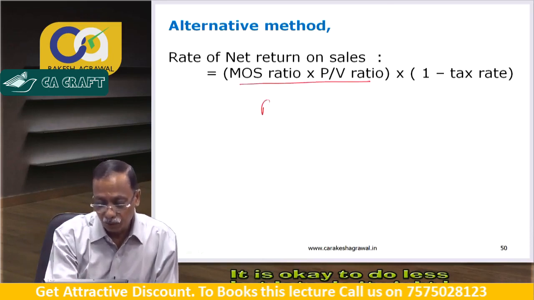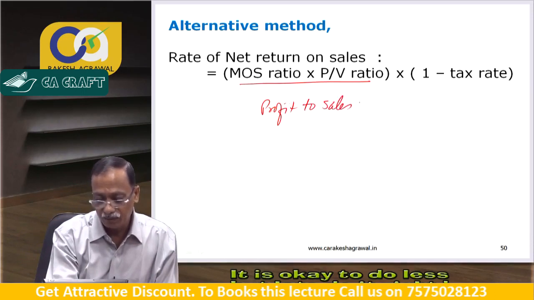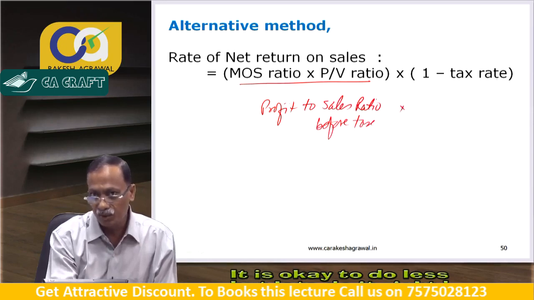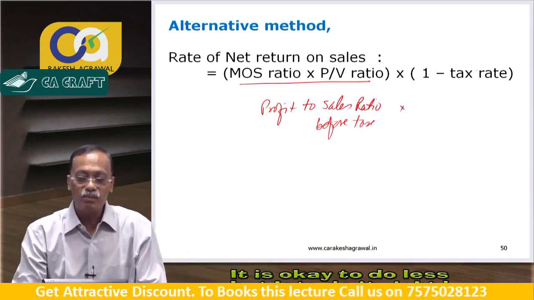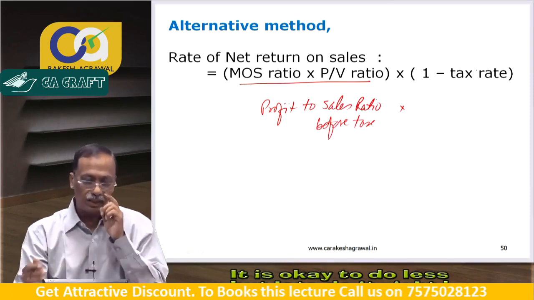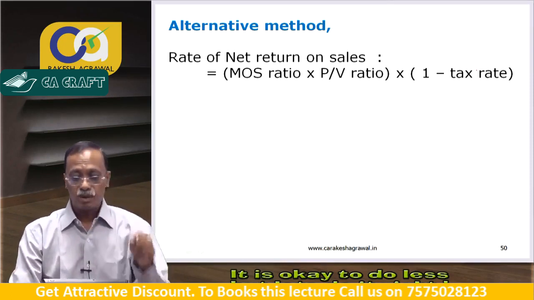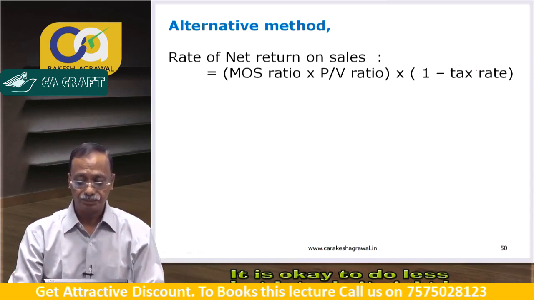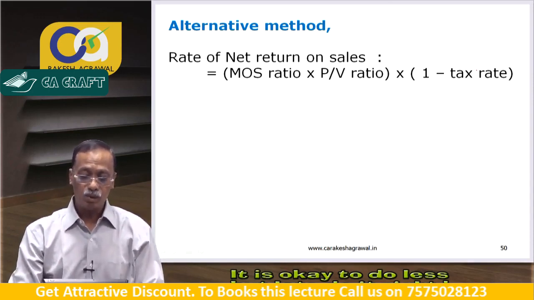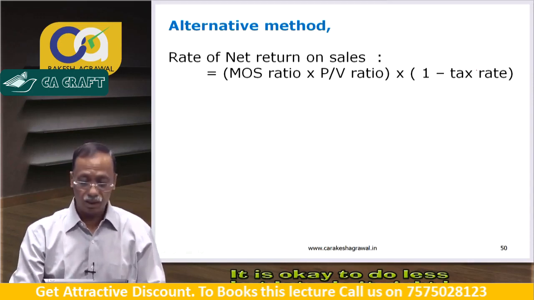Actually, this will give you the profit to sales ratio, but before tax. Only this much formula you will get: profit to sales ratio before tax. Before tax has to be converted into after tax, so I am multiplying it by 1 minus tax rate. So it will get converted into after tax. So, into 1 minus tax rate, in another bracket.